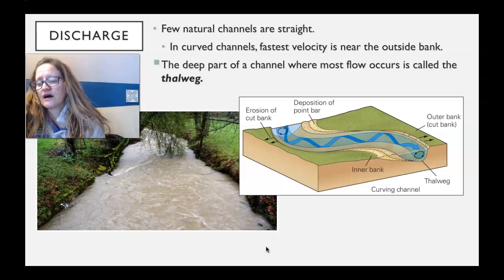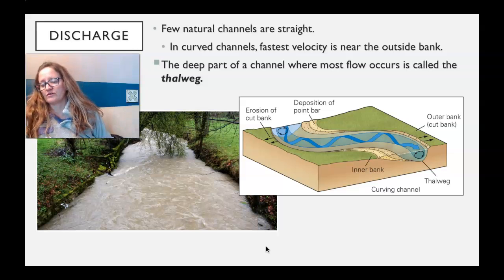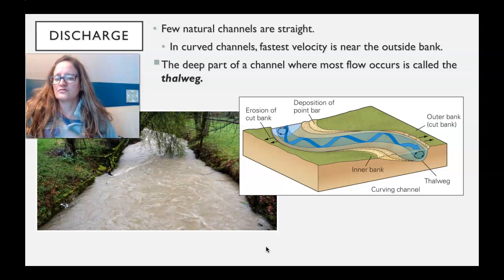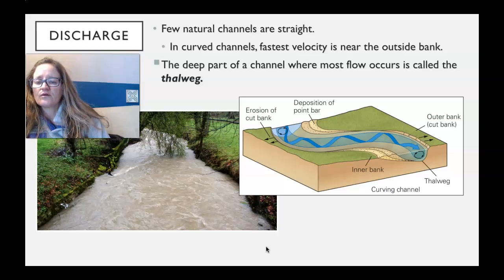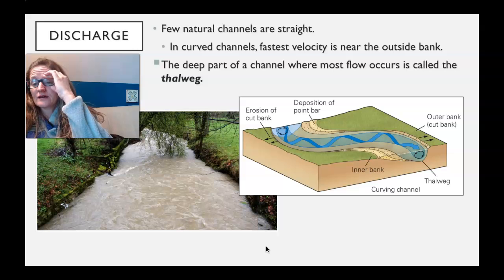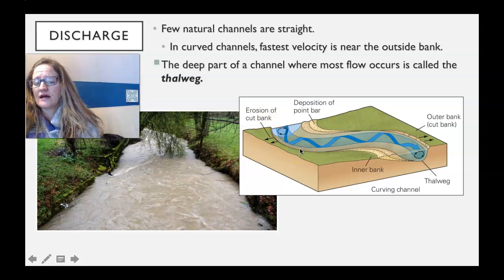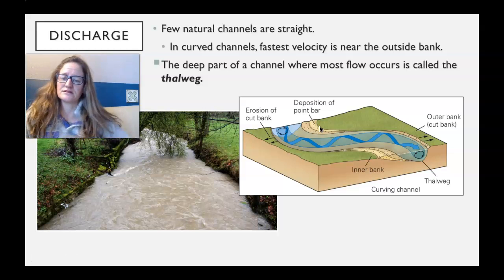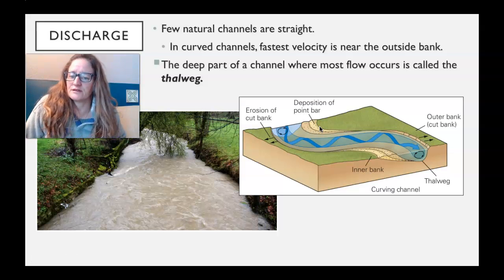Most streams, though, are not going to be just straight and have that laminar flow like those pretty arrows show. Most streams are going to be pretty curvy. When there's a bend in the stream, we call it a meander. The outside of the meander is termed the cut bank, and the velocity is going to be highest there. At the cut bank, there's going to be erosion because of that high velocity. On the inside of a meander, it's called the point bar. In this area, there is deposition because the velocity drops down.